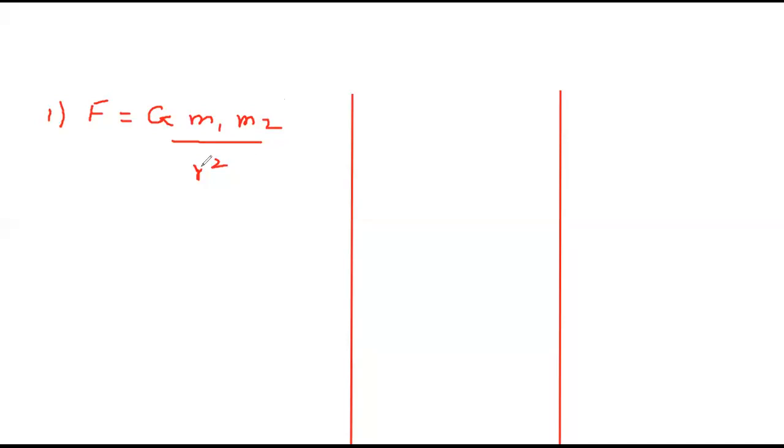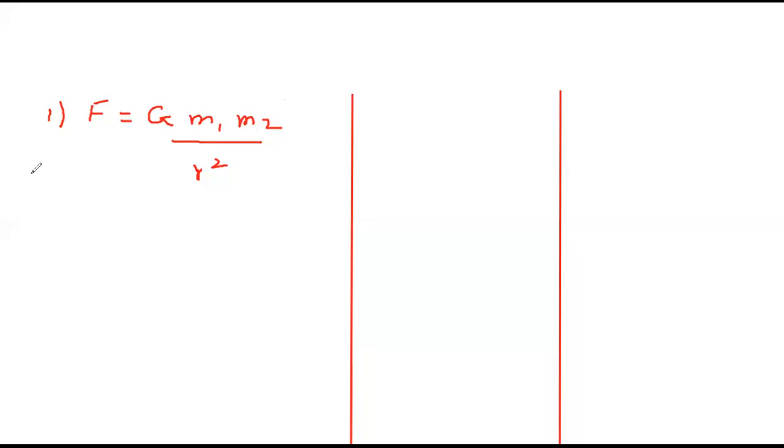So we are interested in finding the permittivity and permeability dimensions. But I started with Newton's law of gravitation. F is G m1 m2 upon r square. Comparing this with magnetic force and electrostatic force, you will get the required answer.